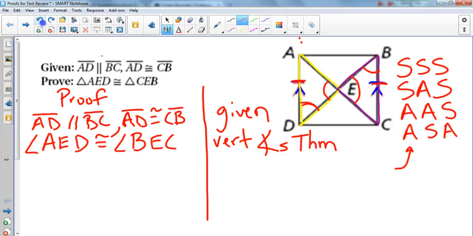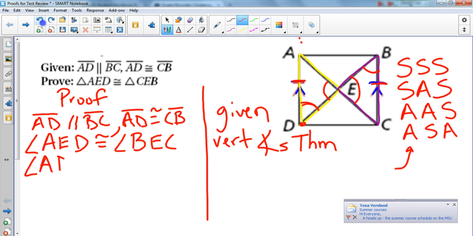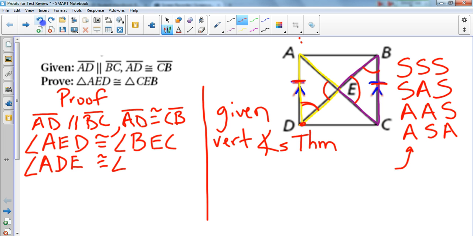So we need to identify those angles in those triangles that are really congruent to each other. So then we can say, to label this angle right here, it would be angle ADE is congruent to angle, we'll say this angle up here would be like CBE.